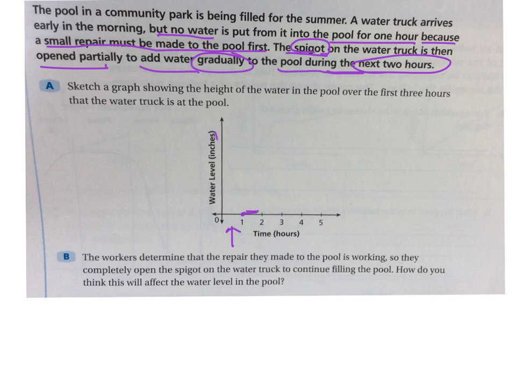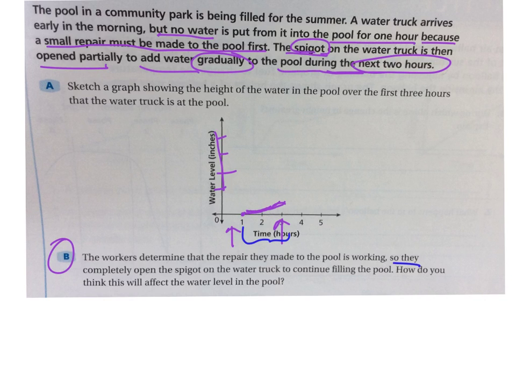So look at, this is the water level. The more water you add to it, the higher it gets. But it's going to do it for 2 hours, so they're going to end right here. So it's going to increase it slightly. All right, so depending on how we measure the water level, it might get to about right here. So again, at a very slow, gradual pace. Then look at question B. It says the workers determined that the repair they made to the pool is working. So apparently, this little time frame is just to see whether or not that repair is going to hold.